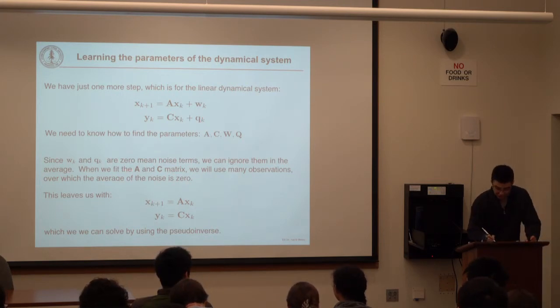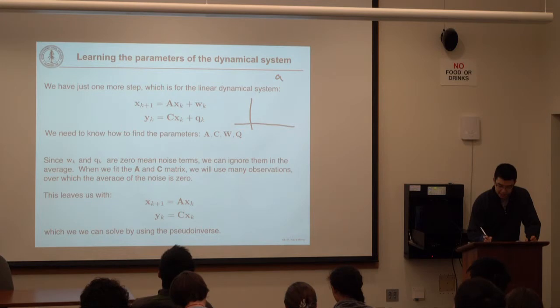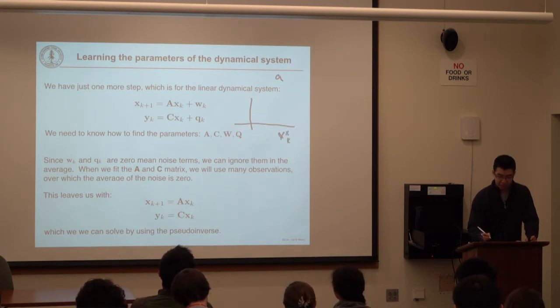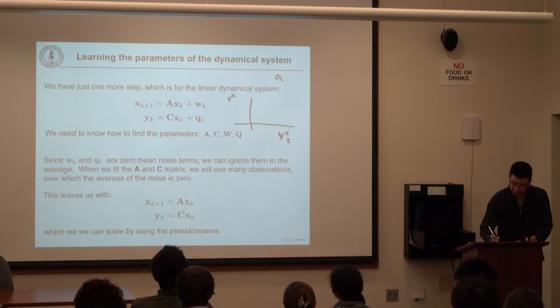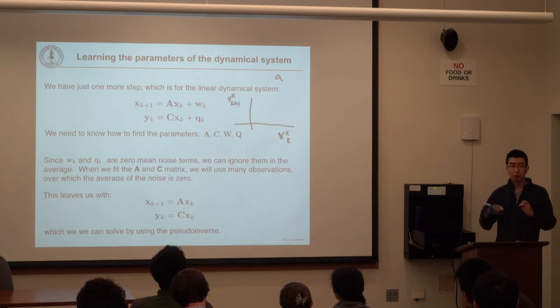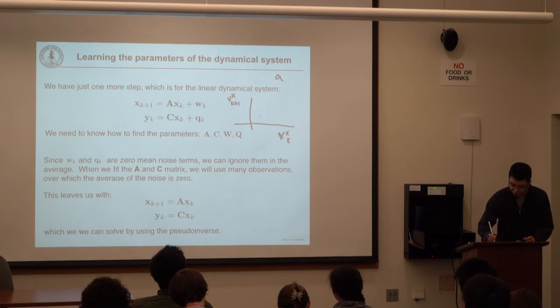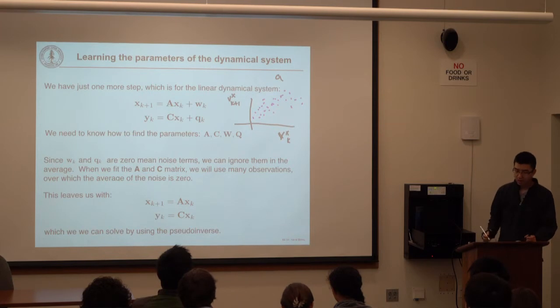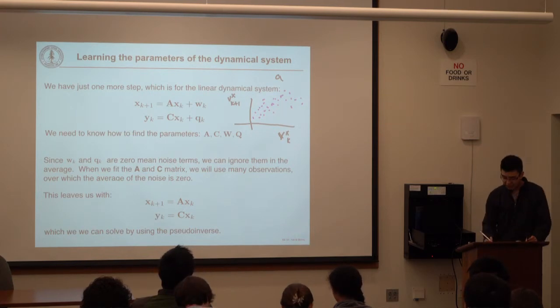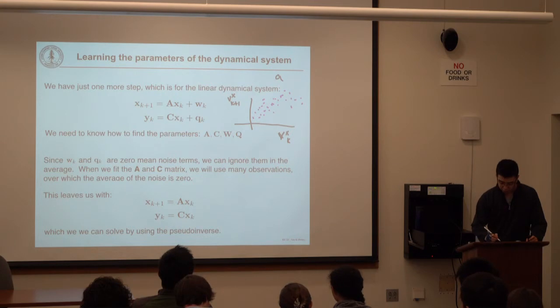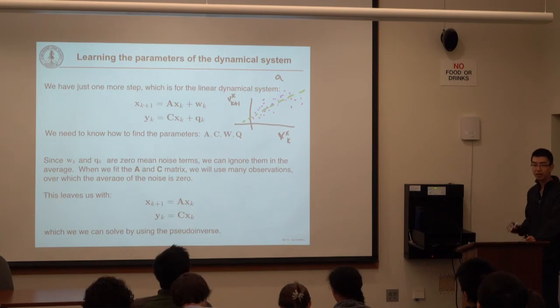Let's say that I want to fit a scalar parameter A that relates x of k, let's just call this the velocity in the x direction at time k, to the velocity in the x direction at time k plus 1. What I have are a bunch of data points, which I'll just draw in purple, like so. If I wanted to fit the best scalar A, I would simply draw a line through this cloud of points that fit the data pretty well.